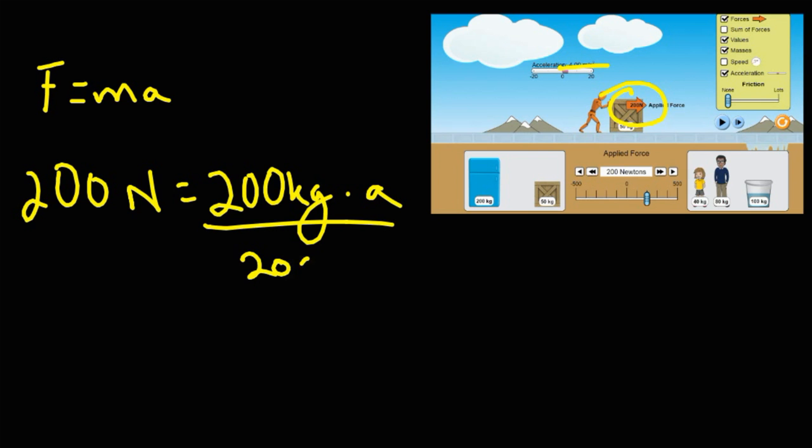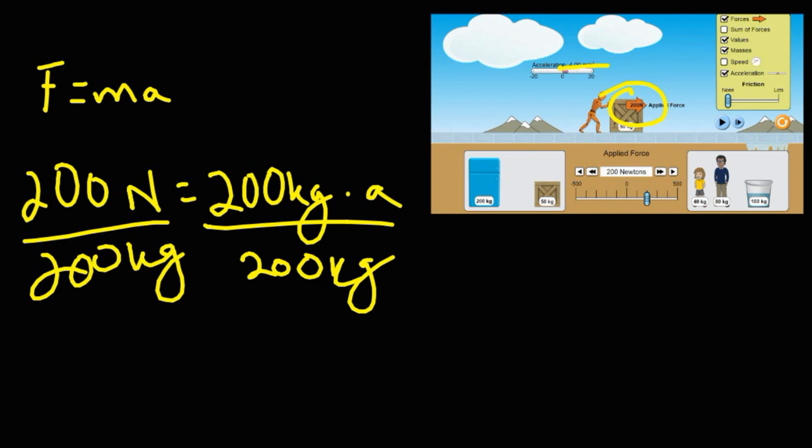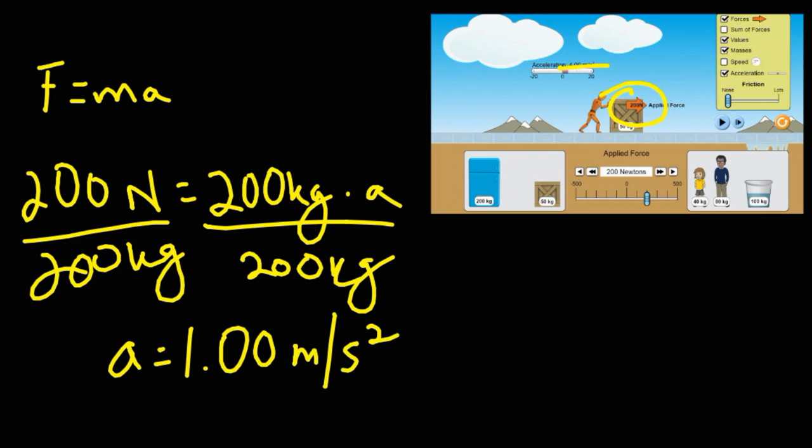How we're going to do that is divide by 200 kilograms on both sides. 200 divided by 200 is equal to 1. So our acceleration is now going to equal 1.00, and we'll do it just how they give it to us in the simulation, meters per second squared. All right, so what do we see? What is the relationship between these? Well, as mass increases with a constant force, acceleration goes down. So there's an inverse relationship between mass and acceleration.